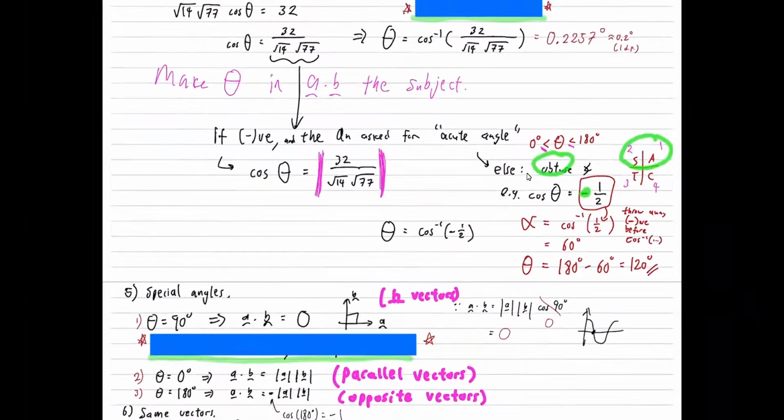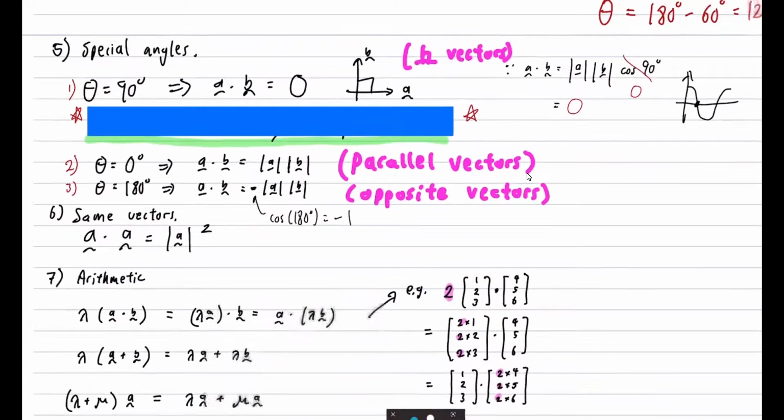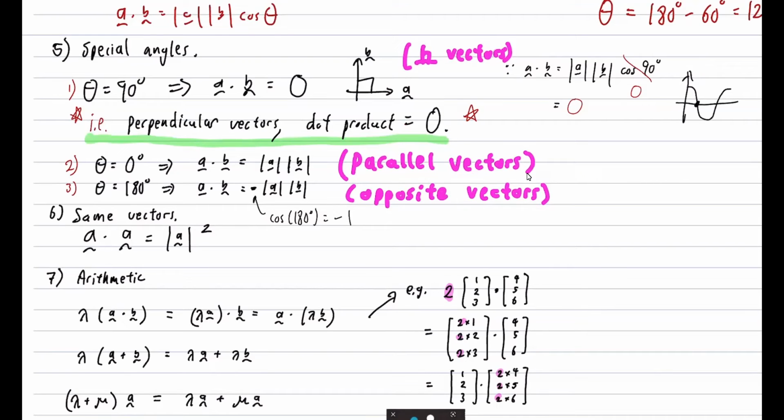Okay, moving on. Wow, 40 minutes. Okay, too slow, sorry. Special angles. We're going to look at different angles. So we know the formula: A dot B is modulus A modulus B times cosine theta. I'll just write it down here. Let's delete this. What do you notice?